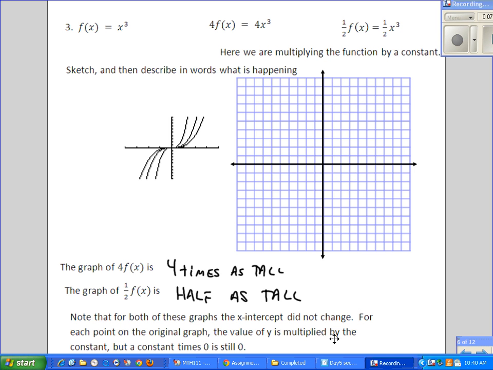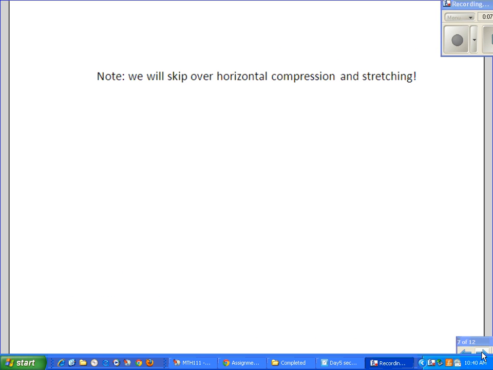And just a side note, for something that's coming up in polynomials in the next chapter. When you multiply a function by a constant, the x-intercepts will not change, because the x-intercept is the value of x where y is 0, and if we take 0 times any number, it's still 0. So any x-intercept will stay put as we make these functions taller or shorter. We're going to skip over horizontal compressing and shifting.